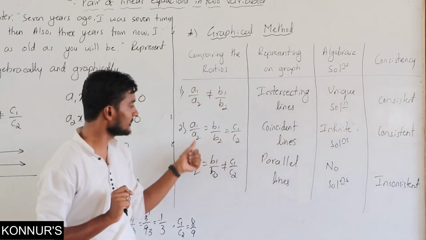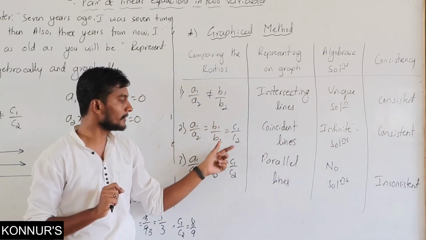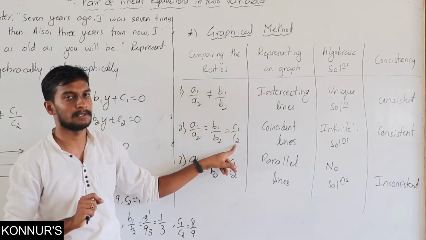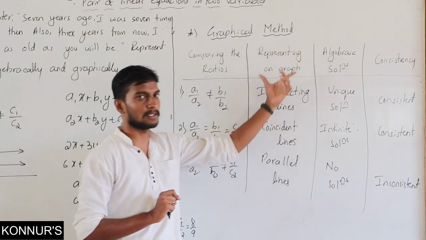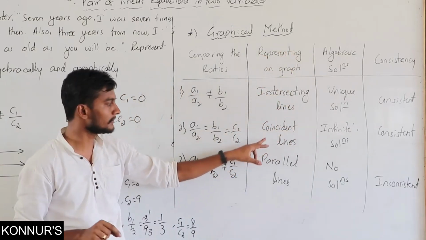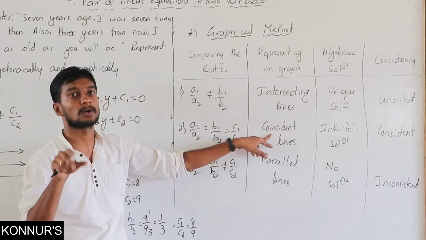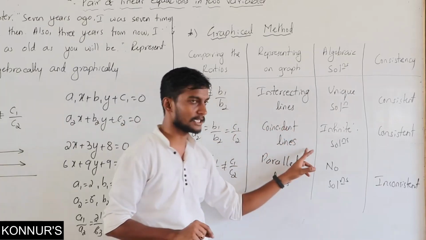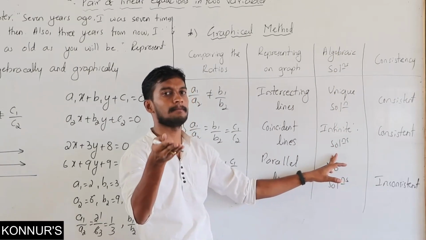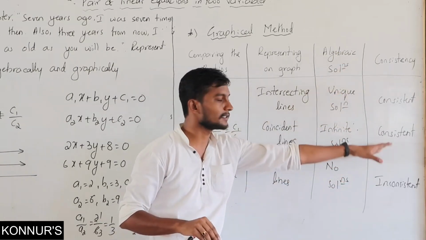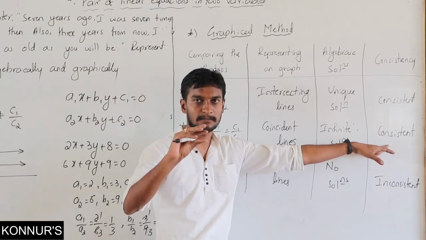In the second condition, A1 by A2 is equal to B1 by B2 is equal to C1 by C2. If this ratio is satisfied, and you represent those linear equations on the graph, you are getting the two lines to be coincident. If the two lines are coincident, you are getting infinitely many solutions. If there are infinitely many solutions, the consistency is a consistent pair.